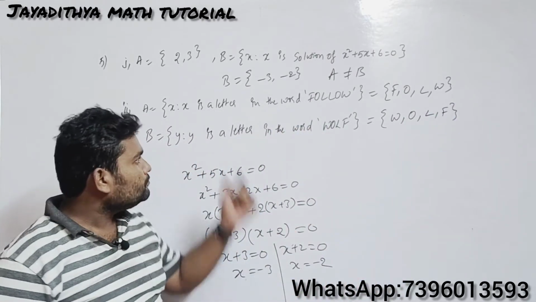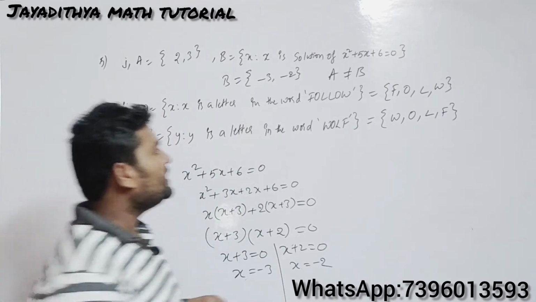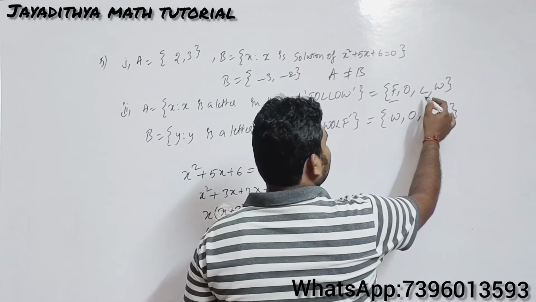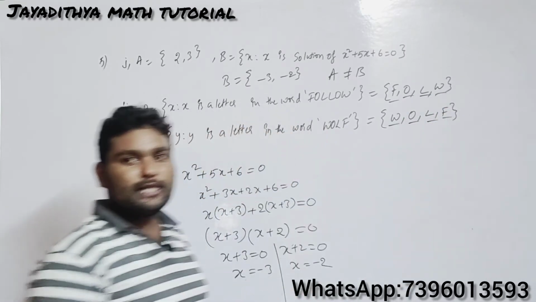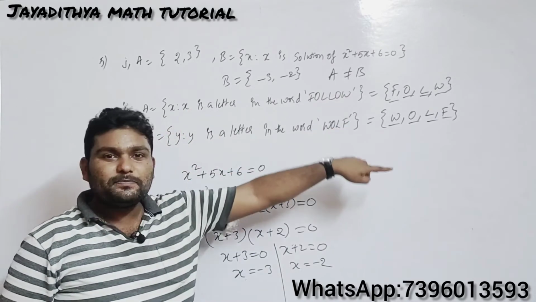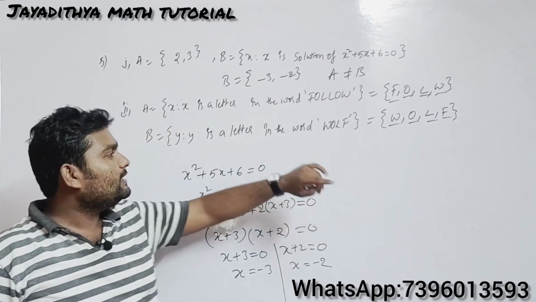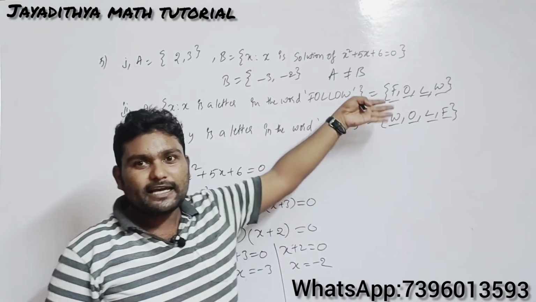W-O-L-F. Clear now? So now you observe A and B. Let us check the elements here. So you have F in both, L also you have in both, O also you have in both, and W also in both the sets now. So each and every element of set A is present in B, and each and every element of set B is present in set A, right now.